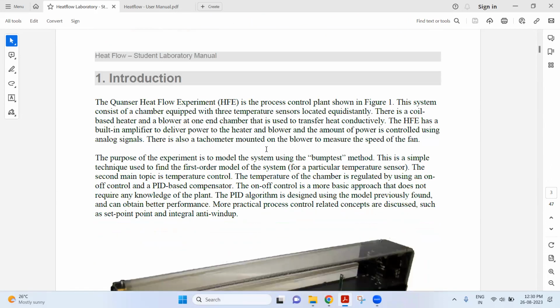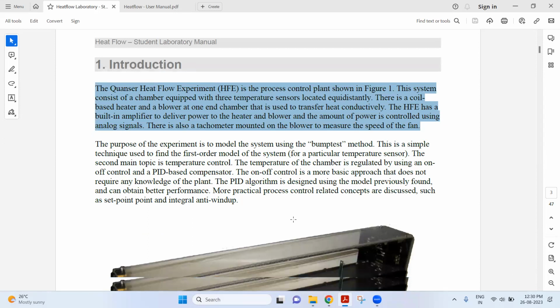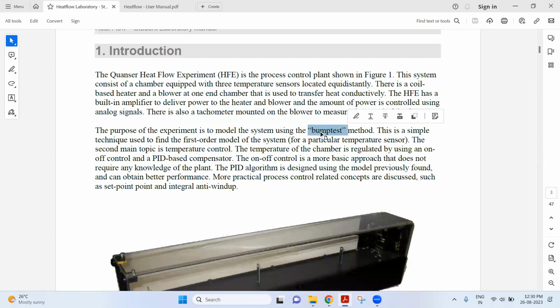This is the same thing. I think this is the same part which we have completed. Now here they are using the model called the bump test model, one Simulink model called the bump test method. They are using this method.